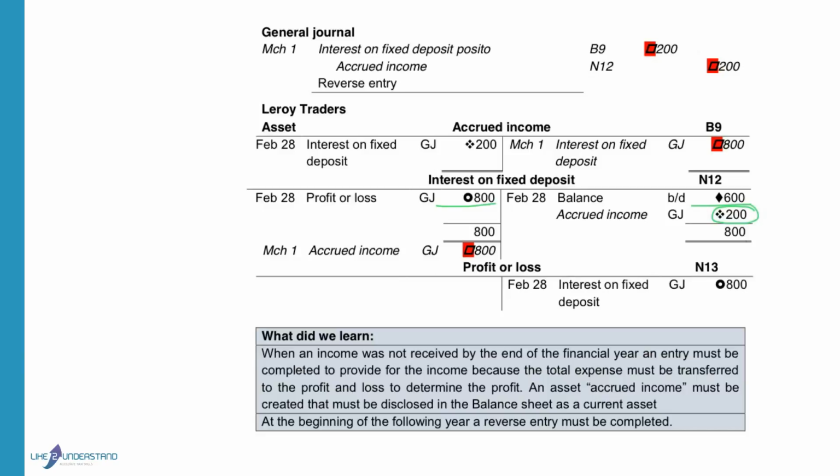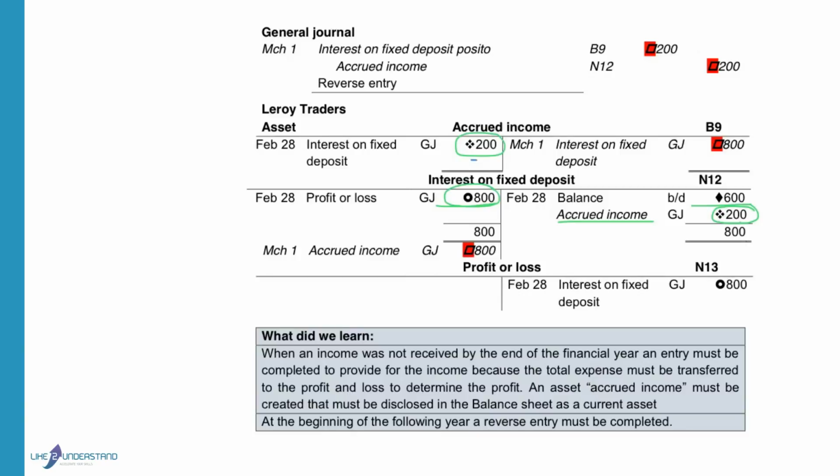That indicates that there's an accrued income at the end of the year, and we have to add it to the interest on fixed deposit account so that we will be able to transfer the full amount to the profit and loss account. Because we credit the interest on fixed deposit account, we will debit the accrued income account with 200. This 200 in the accrued income account will be recorded in the balance sheet under current assets. On the first day of the financial year, we will do a reverse entry to close off this accrued income.